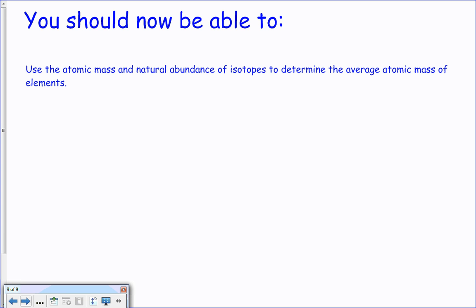So now we know what natural abundance is. It's the percentage of each element on the planet. We know how we can use it to calculate the average atomic mass. This is going to take some practice, and we will see questions on this, I promise, every year.